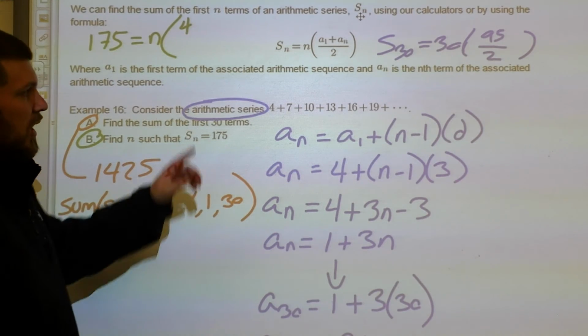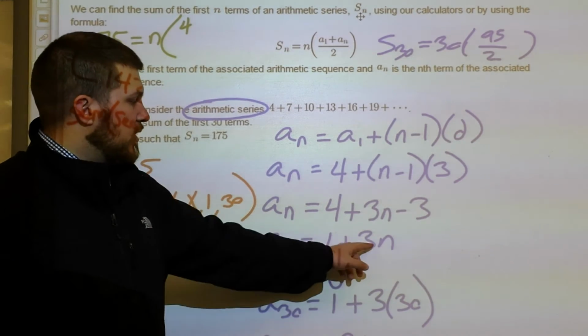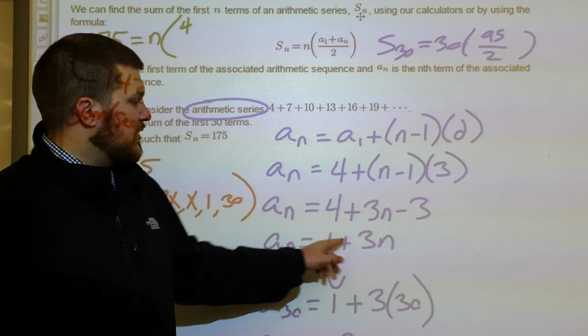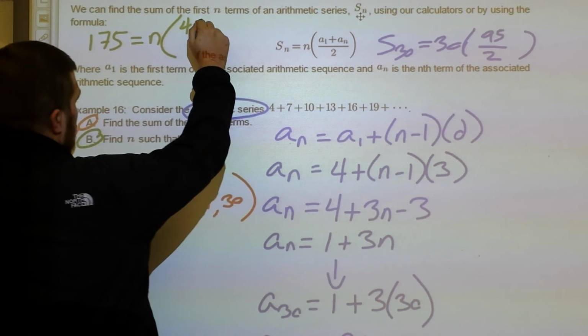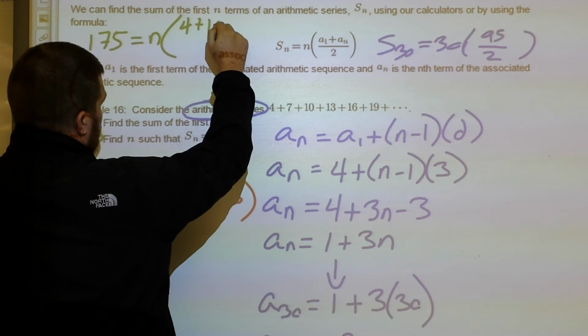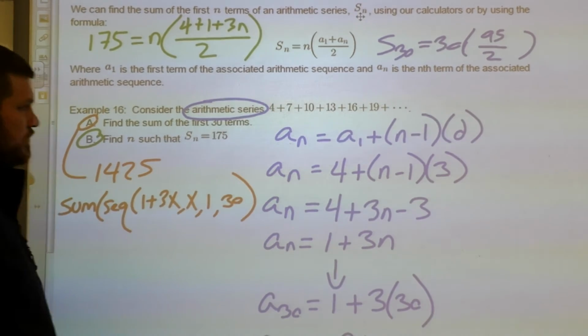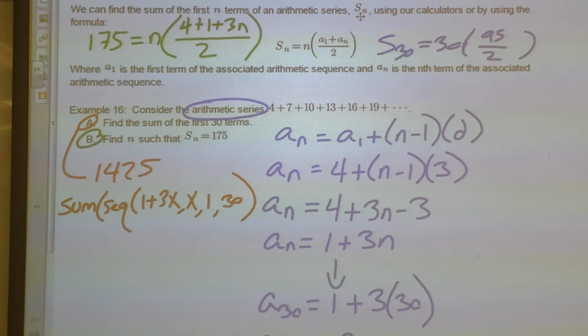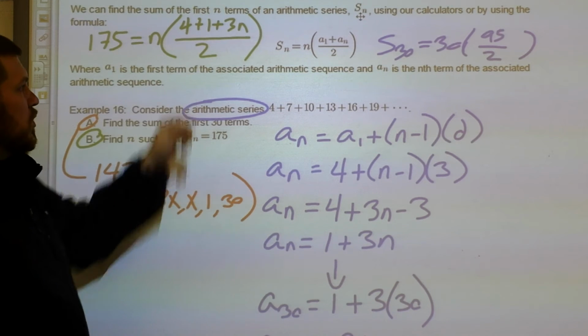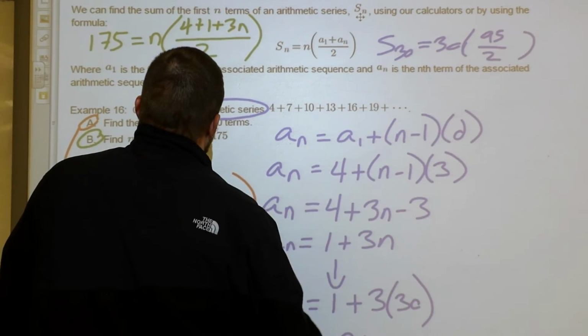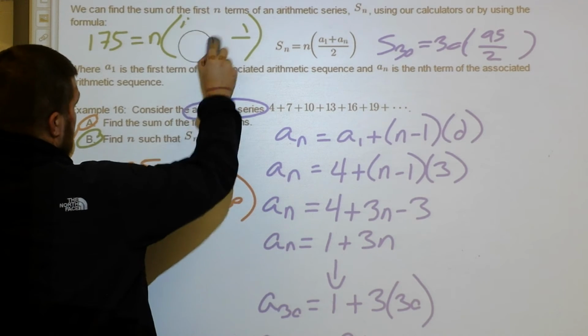A sub n, however, I don't know, but I do have a rule for a sub n. So everywhere I see an a sub n, I'm going to put 1 plus 3n. And that's all divided by 2. Okay, so that's the setup. Now, this looks a little bit complicated, but 4 plus 1 is 5. So up here in this fraction, I have 5 plus 3n, divided by 2.